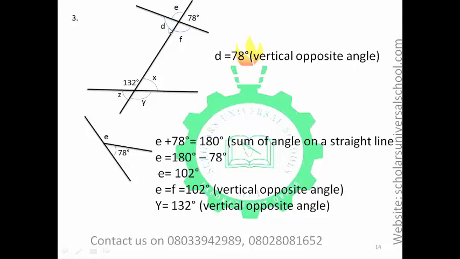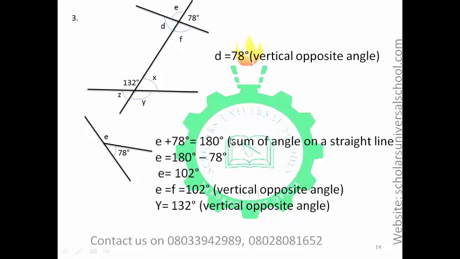78 degrees is vertically opposite to D. So that means the value of D is equal to what? It is equal to 78 degrees, vertically opposite angles are equal. With this, we can solve for E. This E, just cut out E and 78. It gives us a semicircle, which is equal to 180. That is 78 degrees plus E is equal to 180 degrees, sum of angles on a straight line.